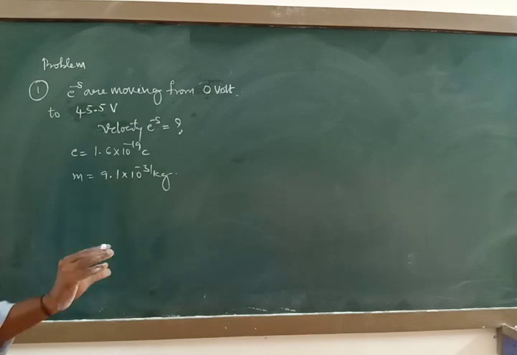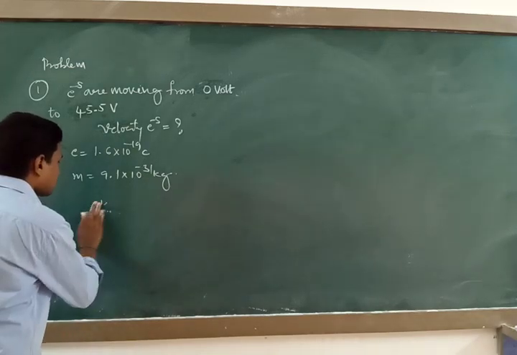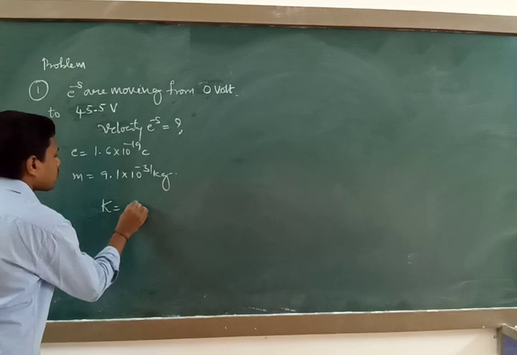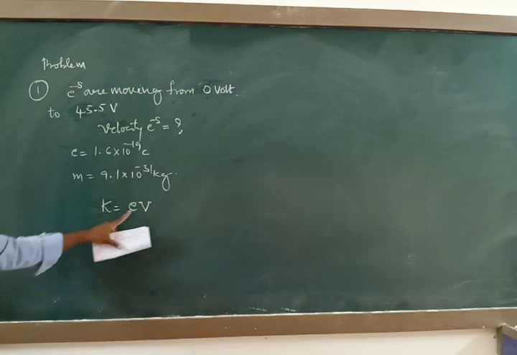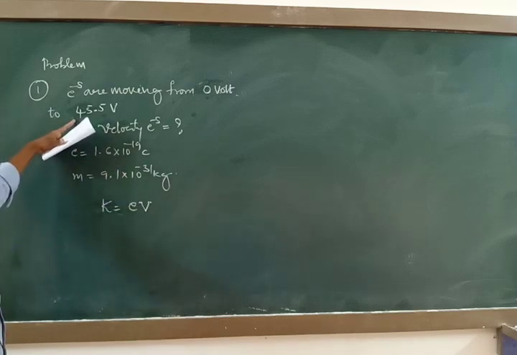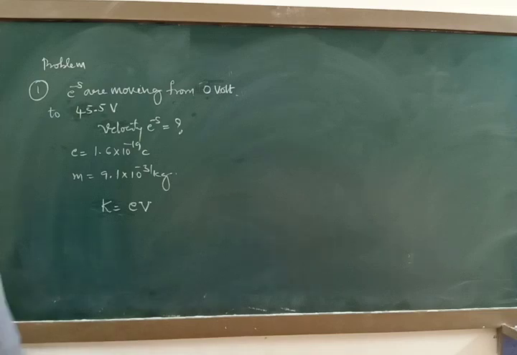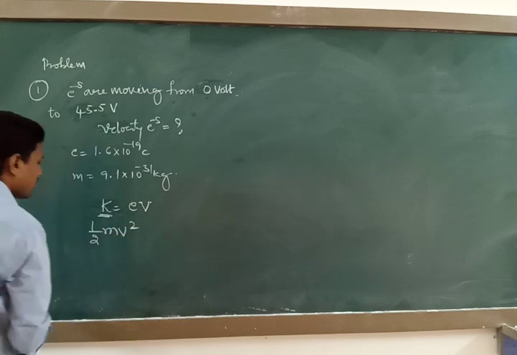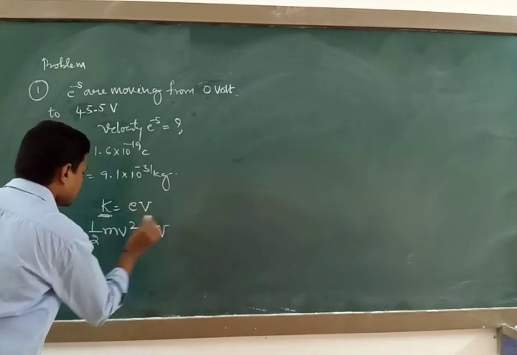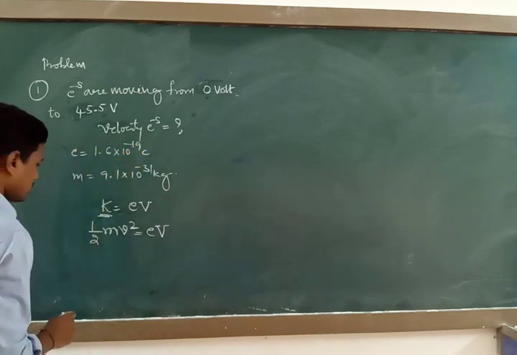See here, electrons are accelerating in this potential. Accelerating in this potential means we know that the kinetic energy of the electron will be equal to EV. It's not necessary that they mention a stopping potential or anything. So in general, kinetic energy is equal to EV. Here they are asking for velocity, so we can write the expression of kinetic energy: half mv square equal to E into V. I will write this as a small v, for velocity. Is it clear?